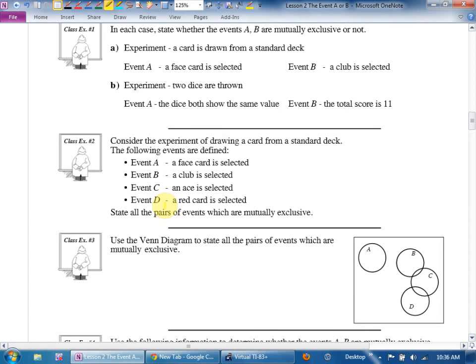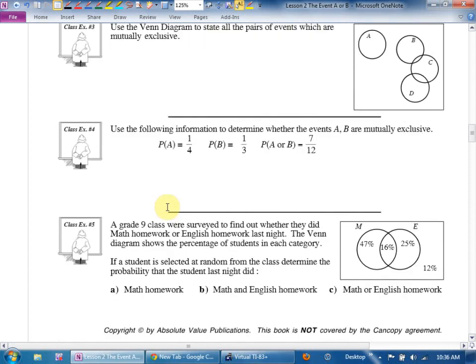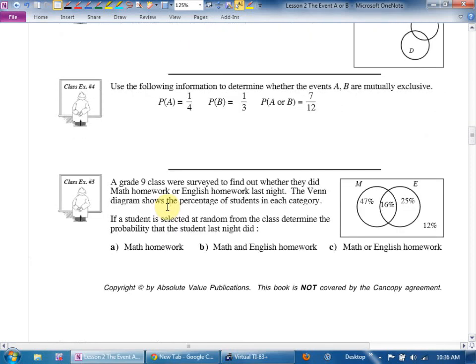So, example four is the one I really want to look at. Use the following information to determine whether they're mutually exclusive. If they're mutually exclusive, that means and has to be zero.